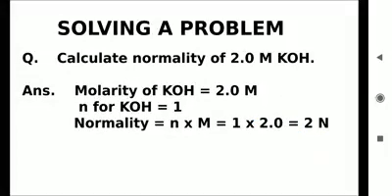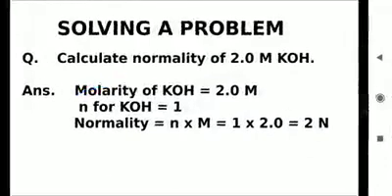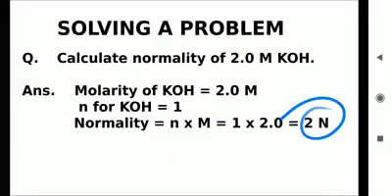Now how to calculate the normality of 2M KOH. KOH is a base, and here the replaceable hydroxide ion is 1 as OH is 1. If you dissolve KOH in aqueous solution, it will give only one hydroxide ion. So n for KOH is 1, and molarity is given in the question as 2. So normality will be equal to n into M. It will come out to be 1 into 2, that is 2 normal. So normality of 2M KOH will be 2 normal only, as the n value is 1.